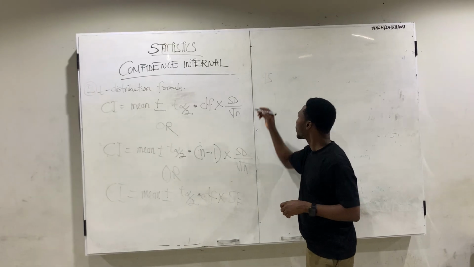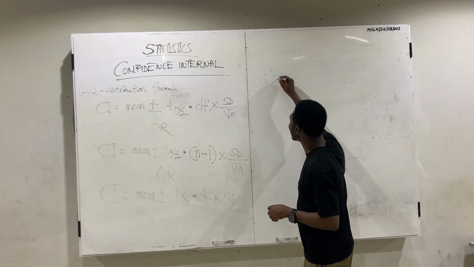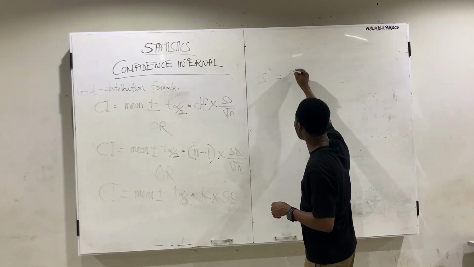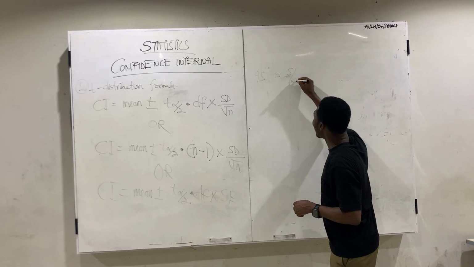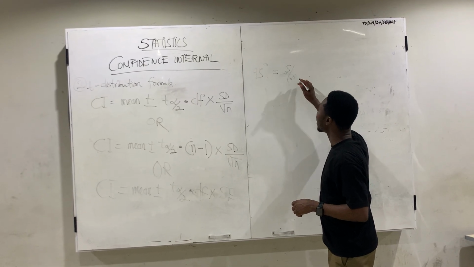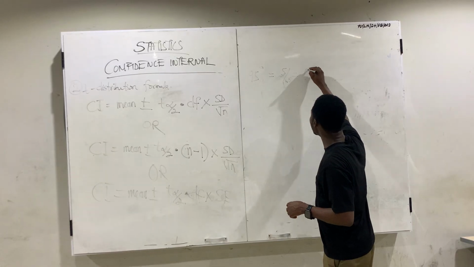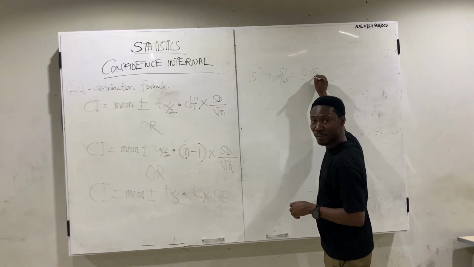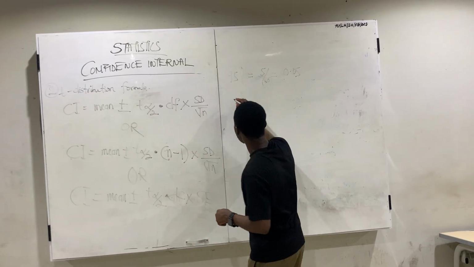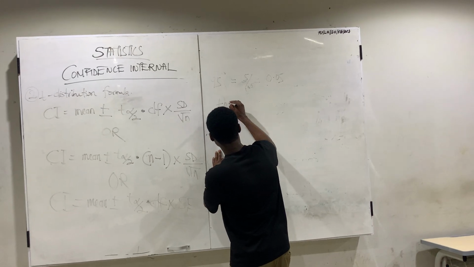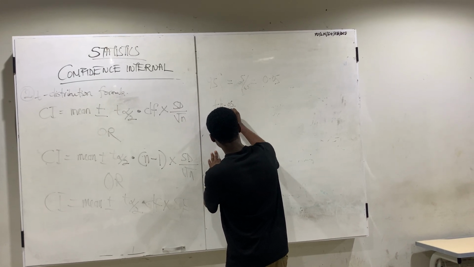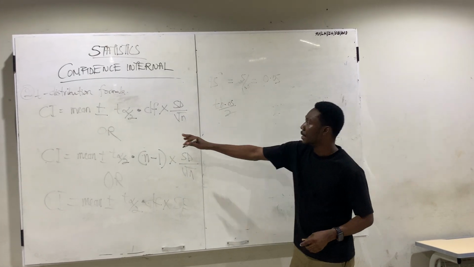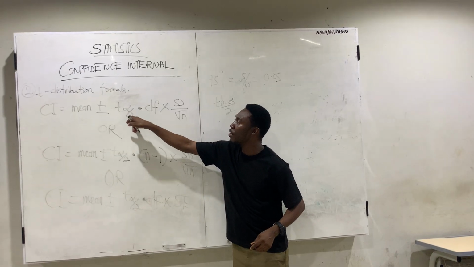When the examiner tells you the confidence level is 95%, it means the significance is 5 over 100. 5% is the same as 5 over 100, and that is 0.05. Okay, so it means that it's T 0.05 over 2. That's the meaning. That's what we call the T alpha over 2.